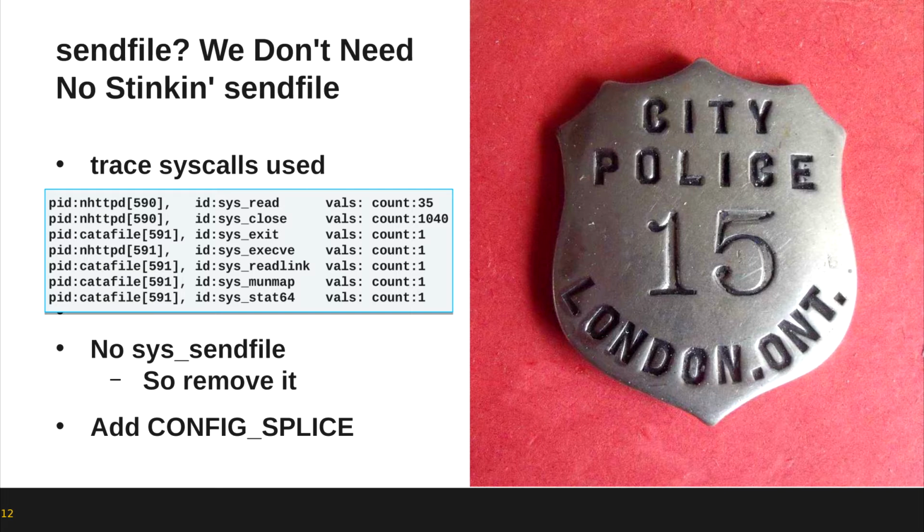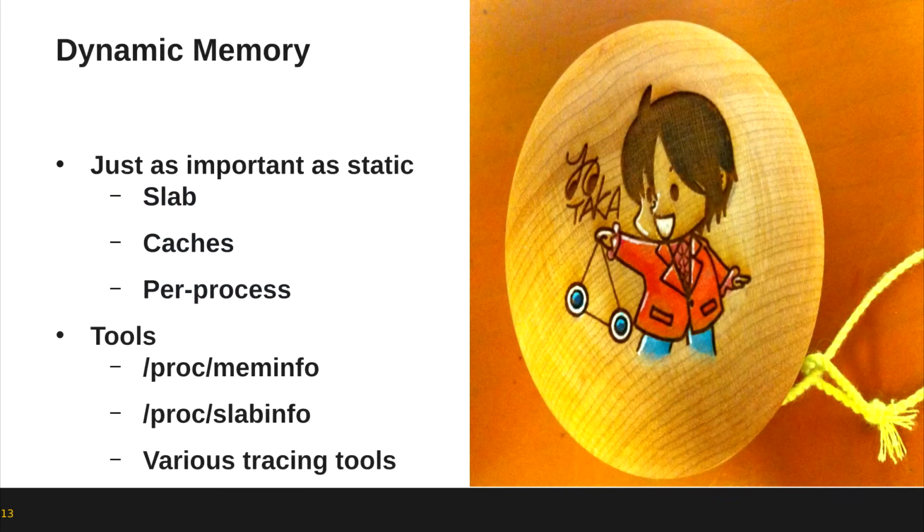Just remove it. So I actually did that, and I added a config splice and saved about 20K by doing that. And that's just an example of that same methodology we use for a lot of different things, I think. Okay, so that's static memory.